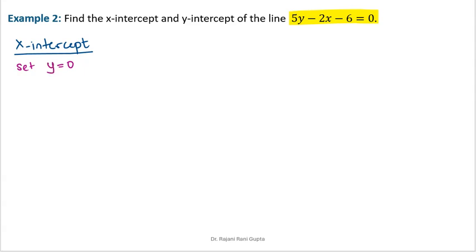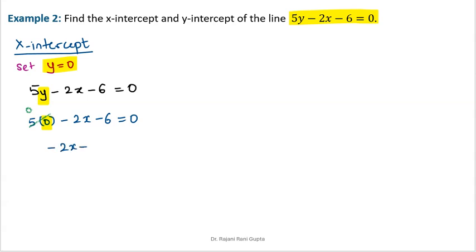So you have the equation 5y minus 2x minus 6 equal to 0. When you substitute y as 0 here, what do you get? 5 times 0 minus 2x minus 6 equals 0. Just replaced it by 0. So this whole term cancelled to 0. What are you left with? Minus 2x minus 6 equals 0.